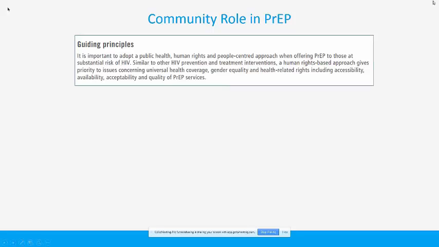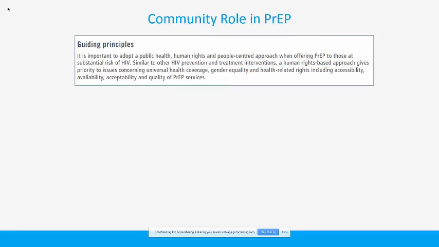And I know Javier also mentioned the community guiding principles that you can find in the implementation tool. I just want to break down the wording in here a little bit and how it relates to everybody. So I'm just going to read it really quickly. It's important to adopt a public health, human rights, and people-centered approach when offering PrEP to those at substantial risk for HIV. Similar to other HIV prevention and treatment interventions, a human rights-based approach gives priority to issues governing universal health coverage, gender equality, and health-related rights, including accessibility, availability, acceptability, and quality of PrEP services. And some of the words that we see here really bring together what the community should be doing.